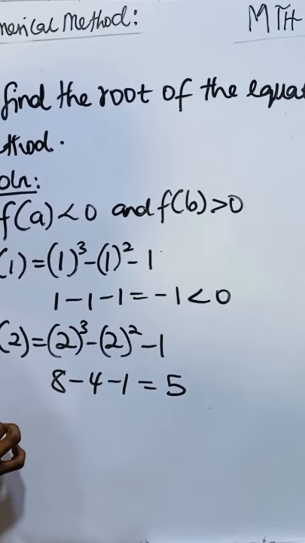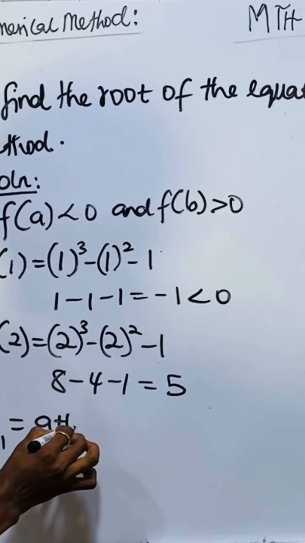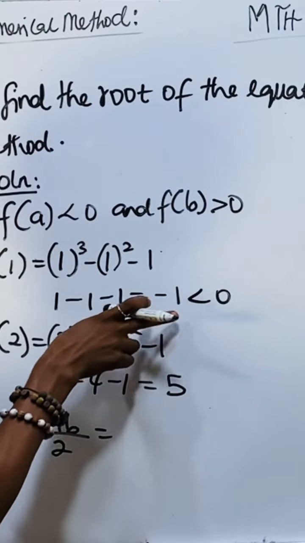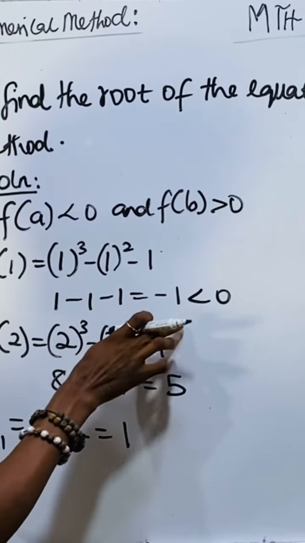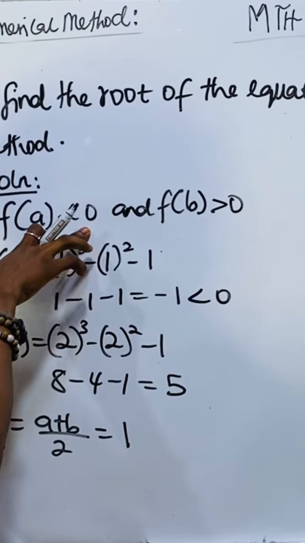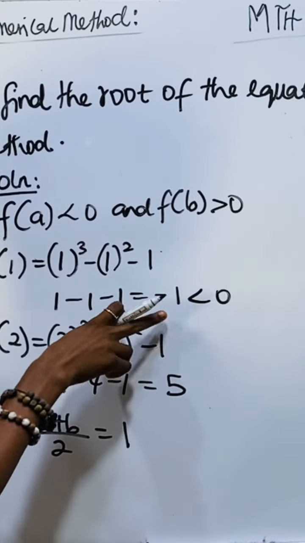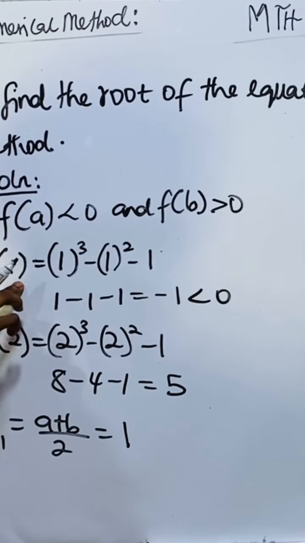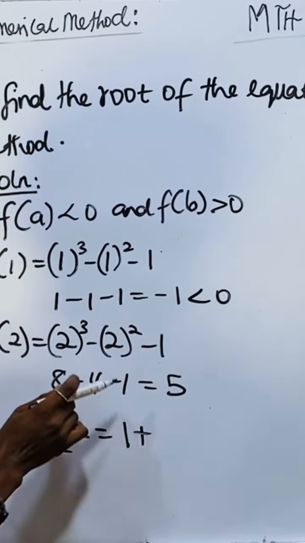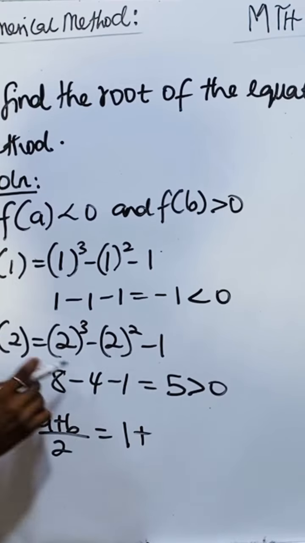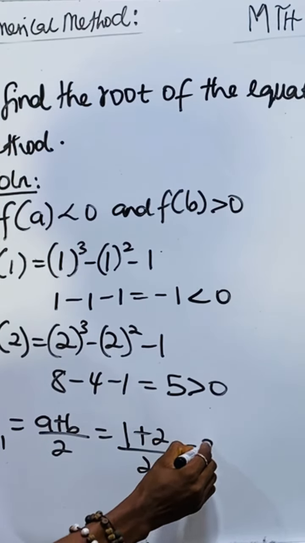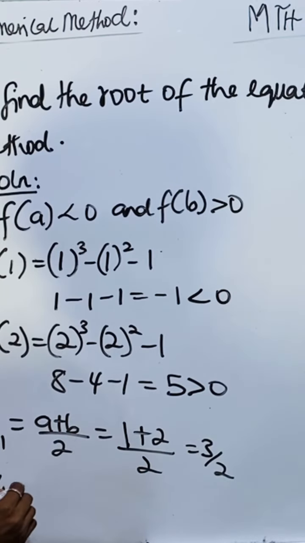Therefore, x1 for bisection will be a plus b all over 2. Our value for a is where the function is less than 0, which is at x equals 1, plus b, where it is greater than 0, at x equals 2, all over 2. So we are going to have 3 over 2. So our x1 will be 1.5.